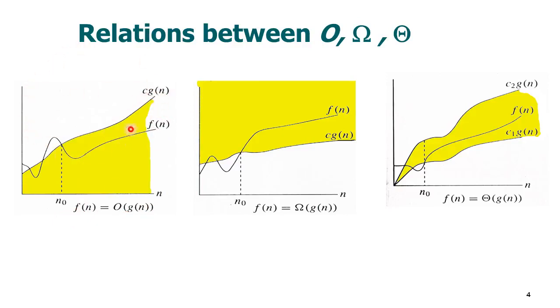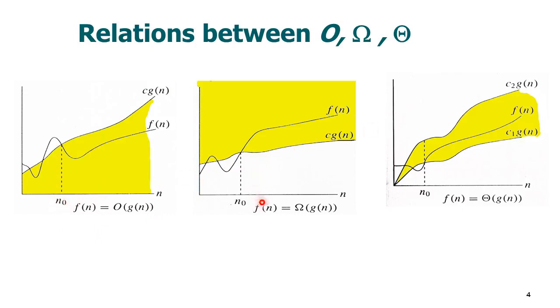Big O notation defines the upper bound of a function, since c g(n) is the upper bound. In this position, the function f(n) has a higher value than c g(n). So we consider the point n0 where it becomes smaller. In this area it has a smaller value. So this is valid only for n greater than or equal to n0.